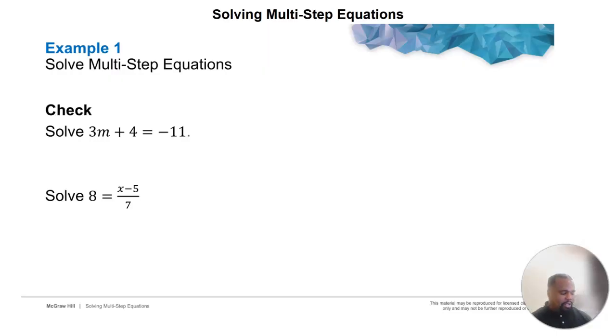Okay, let's take a look here. So for this one, what you should have had is negative 5. You have to subtract 4 on both sides. That gives you 3m equals negative 15. And then negative 15 divided by 3 gives you negative 5. And then for the second problem, you should have got 61. So then you multiply both sides by 7. And so 8 times 7 is 56. And then you want to add 5 on both sides. 56 and 5 gives you 61.